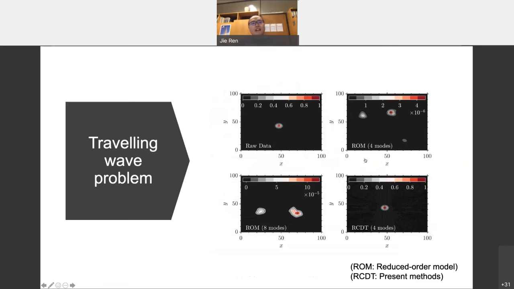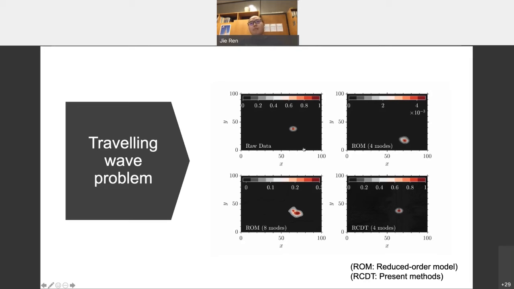For example, I show you an example. This is a traveling wave problem. You can see in this video, on the top left, we have the raw data. That is a traveling Gaussian soliton, as you can see. It's traveling randomly in space. And what we do is try to reduce its model using POD. So here you can see the reduced order model, I write ROM here. You can see 4 modes and 8 modes. If you compare these two figures with the raw data, you can see a very big difference. Even the position is not correctly predicted. And if you look at the amplitude, it's even off from the correct value.